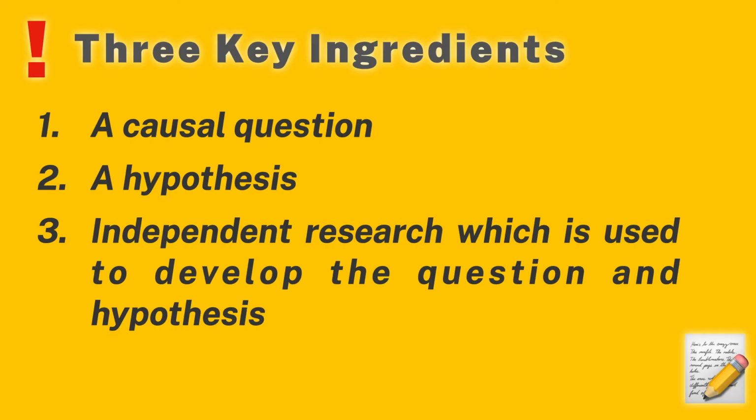In this video, we discussed how to start the process of designing an experiment. A good problem statement in experiments will have 3 key ingredients: a question, a hypothesis, and both of these have been developed by some kind of independent research. In the next episode, we will discuss the first few steps for planning a good experiment.